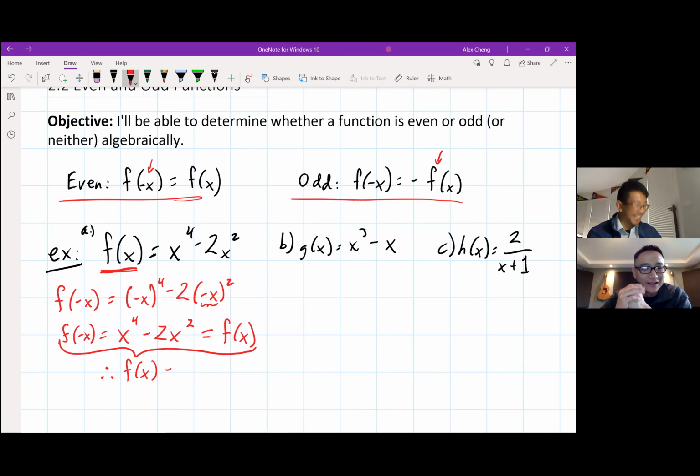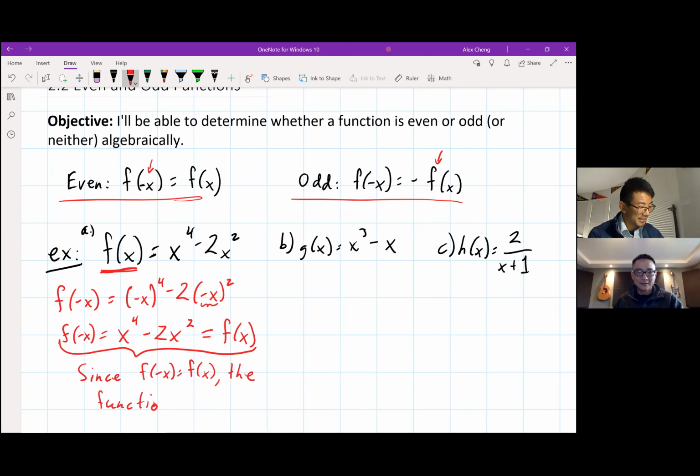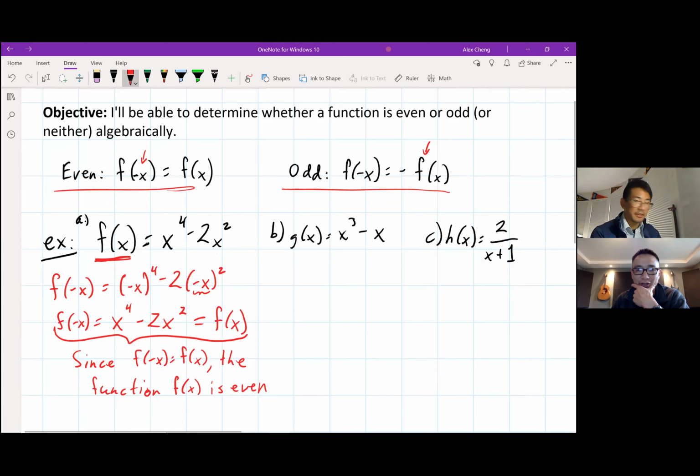Okay. So therefore f of negative x is equal to f of x, right? Yeah. Okay, so I guess I'll just write it out. So since f of negative x equals f of x, this tells us that this function is even, right? The function f of x is even. All right. Cool. Thank you, Mr. Chang. So that takes care of example number one.